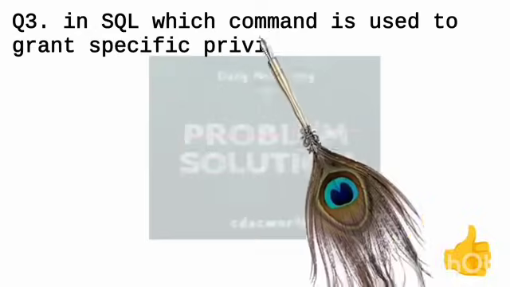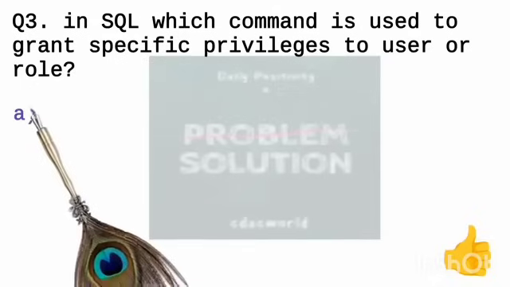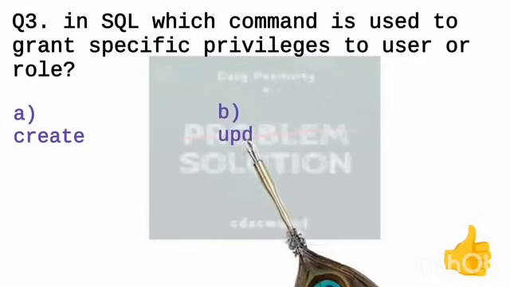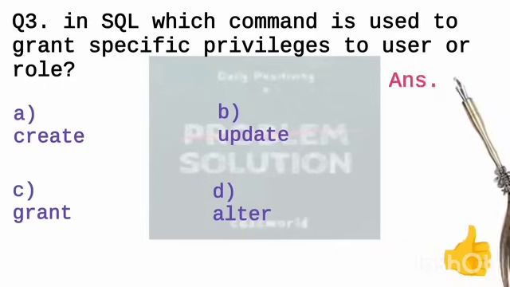Query number 3. In SQL, which command is used to grant specific privileges to a user or role? Option A, create. Option B, update. Option C, grant. And option D, alter. And the answer is C, grant.